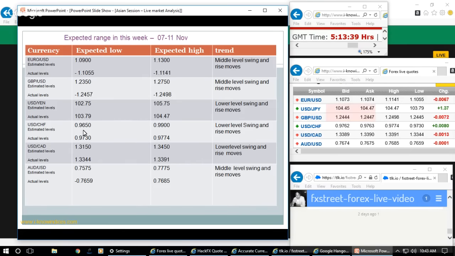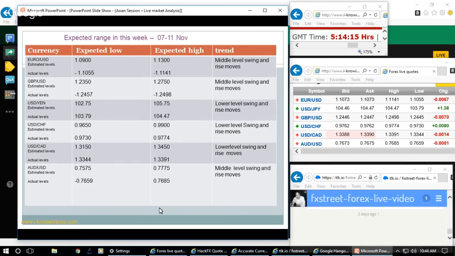And USD CHF, it could come down to 0.9650 and 0.99 could be the high during the swing. And in the case of Canadian dollar, it could come down drastically to 1.3150 from the 1.34 area. And slowly they will make an upward stop and start dropping. And in the case of Australian dollar, they could make a downward stop and then start gaining the level to the 0.7775 area. So these are all the expected ranges in this particular week.